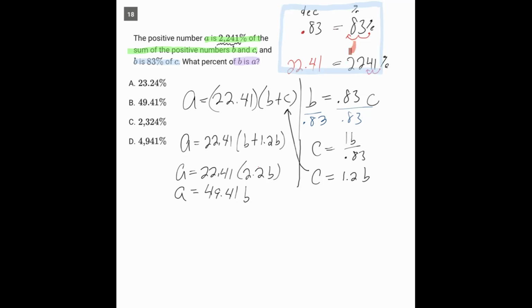So A is 49.41B, and we were converting between decimal and percent by saying that if you're going from percent to decimal, you're moving the decimal 2 spaces left. And if you're going from decimal to percent, you're moving the decimal 2 spaces right. So here we're in decimal form. To make it percent form, we've got to take that decimal and move it 1, 2 spaces right. So A is 4941% of B. And that is answer choice D here.